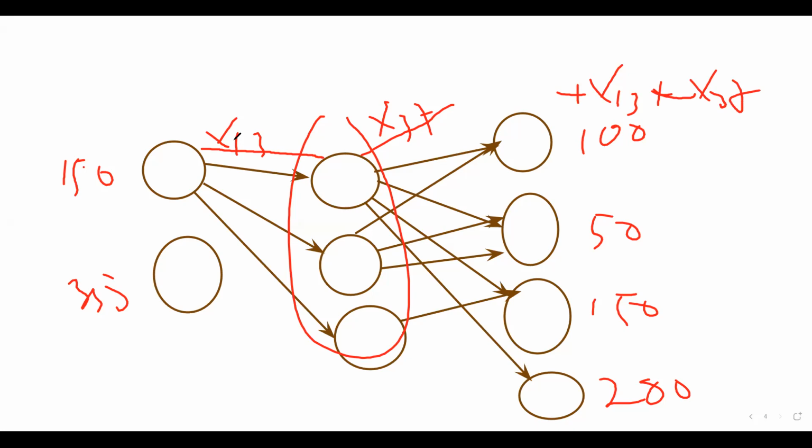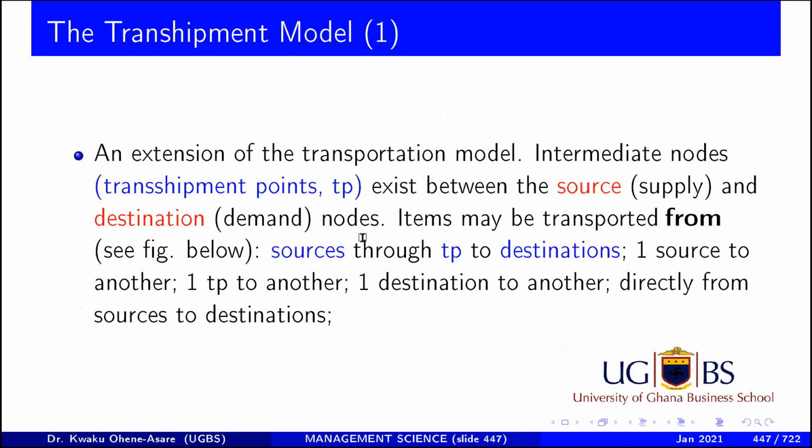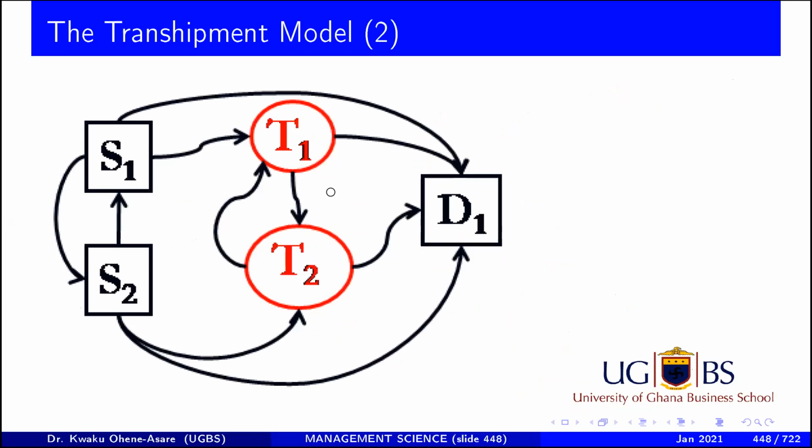The transshipment nodes don't have anything on the right-hand side. Eventually, whatever is on the right-hand side becomes 0 for the transshipment nodes. Keep that in mind whilst we now go through this. All right, so the items may be transported from a source to a destination, one source to another, one transshipment. And this is a typical example of what I call transshipment confusion.